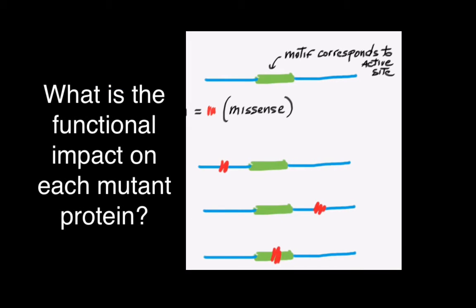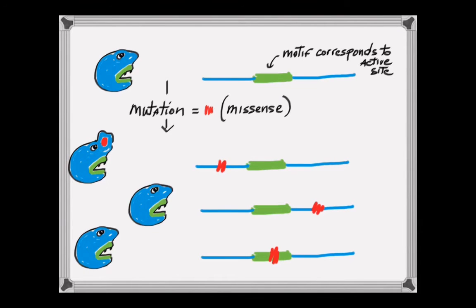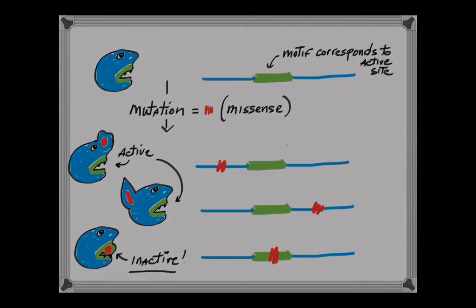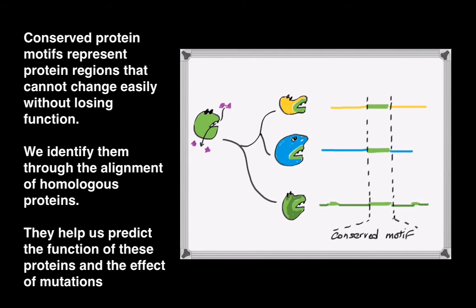Changes that are not in conserved regions are less likely to hurt the enzyme because they do not alter components needed for function. On the other hand, a change in a conserved region is likely to have severe consequences because it alters functional components. Conclusions: conserved protein motifs represent protein regions that cannot change easily without losing function.